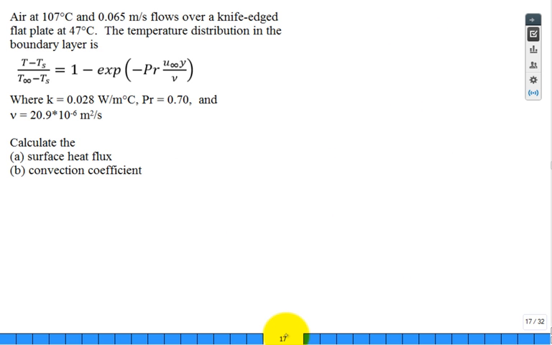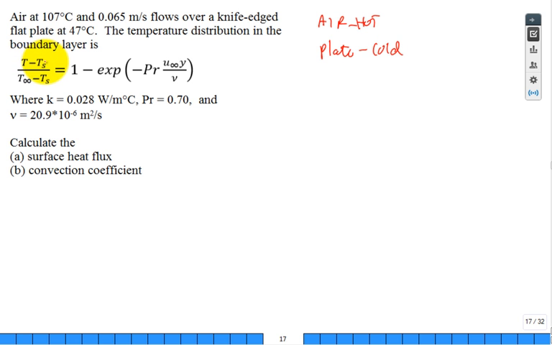Air at 107 degrees C and this many meters per second flows over a knife-edged flat plate, and the plate is at a temperature of 47 C. So what's hot? The air is hot. And what's cold? The plate. But the math works itself out. Okay. The temperature distribution in the boundary layer is given. I don't know how they did it, but there it is. They give you a nice analytic expression.